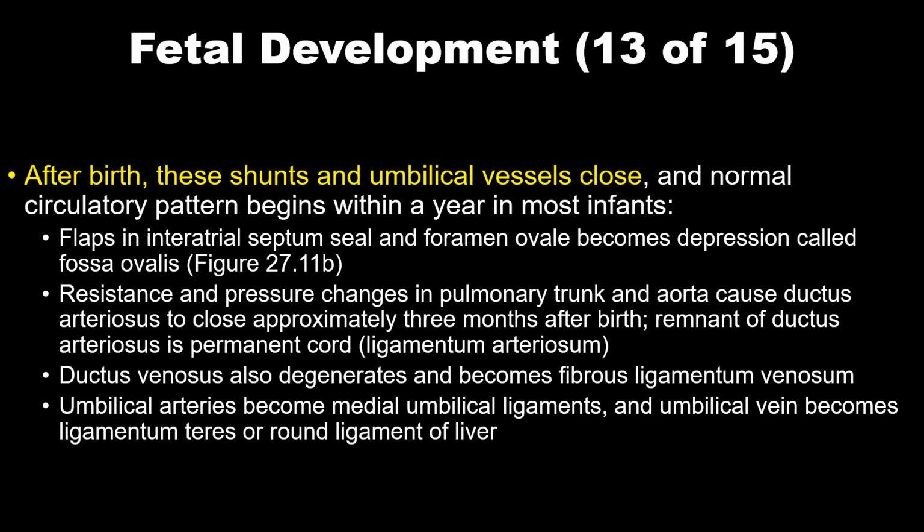at about 3 months after birth, and the remnant of the ductus arteriosus is a sort of permanent cord called the ligamentum arteriosum. The ductus venosus similarly degenerates and becomes the fibrous ligamentum venosum, and the umbilical arteries become the medial umbilical ligaments, and the umbilical vein becomes the ligamentum teres, also called the round ligament of the liver.